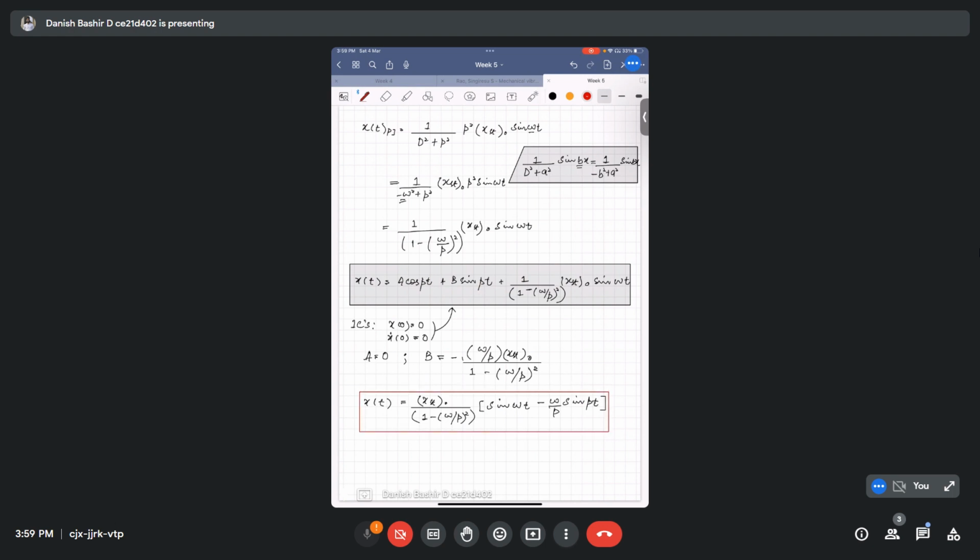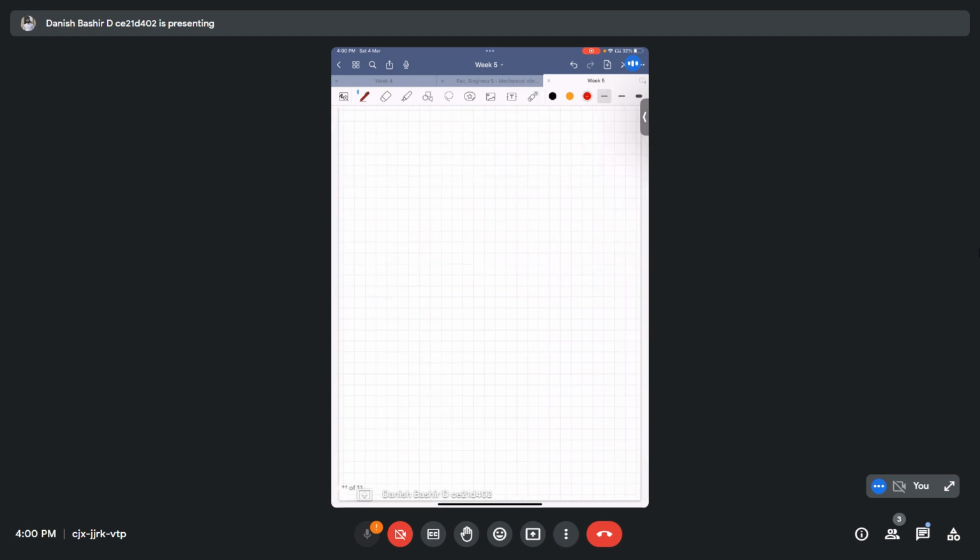We can make further substitutions. I already told you, omega is equal to pi by t1, and our p will be equal to 2 pi by T, where T is the natural time period of our system. So we can write the solution in compact form like this.